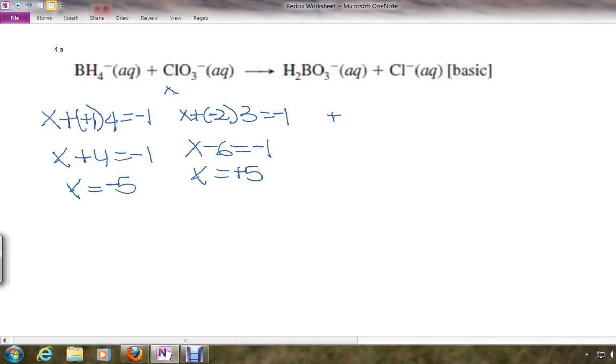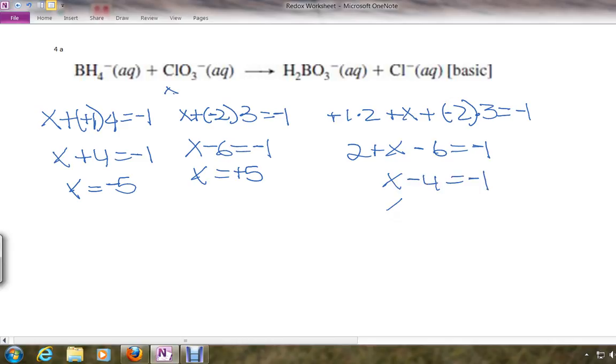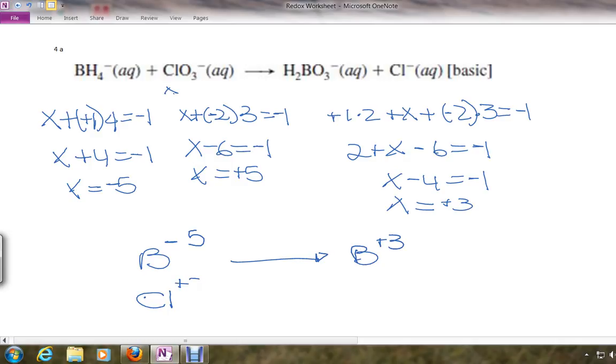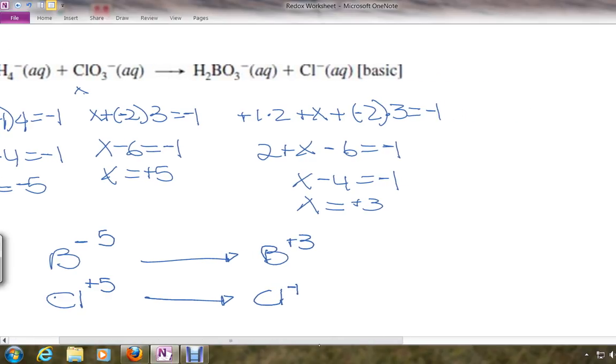Here, hydrogen again is +1 multiplied by 2, plus X, the boron, plus -2, the oxygen, multiplied by 3 equals -1. It's 2 plus X minus 6 equals -1. X minus 4 equals -1. X is minus 1 plus 3. So boron is going from -5 on the left to plus 3 on the right. And chlorine is the other one that is changing and it's going from +5 to -1. Let's make sure the coefficients and also the masses are balanced.